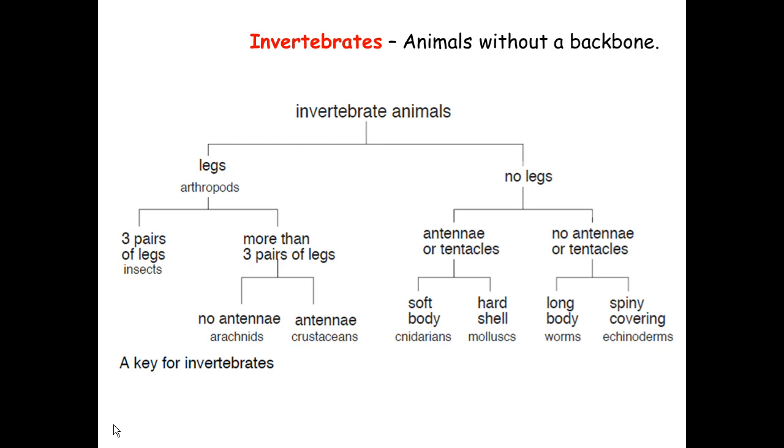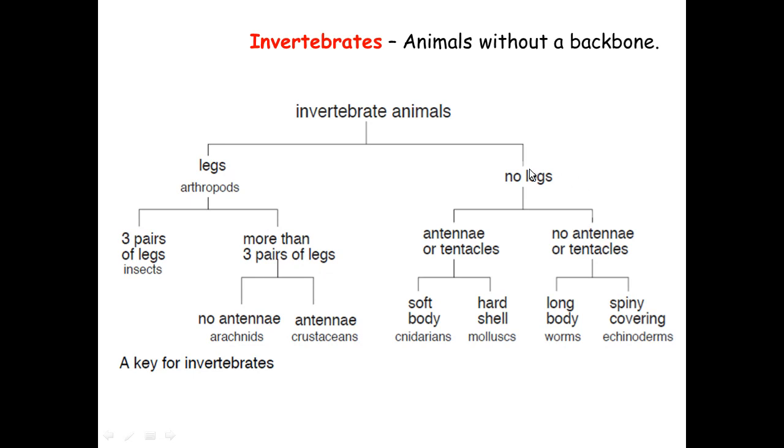So of course the questions are different now. So the first one that you need to reply to is if they have legs or not. So if they have legs, they are in the big group called arthropods. And if they have 3 pairs of legs, they are called insects. If they have more than 3 pairs of legs and they don't have any antennae, they are arachnids like spiders. But if they have more than 3 pairs of legs with antennae, they are crustaceans.